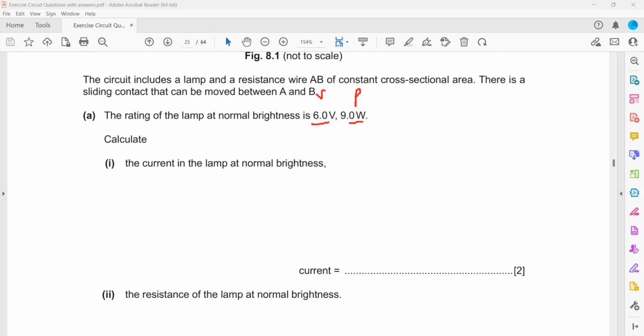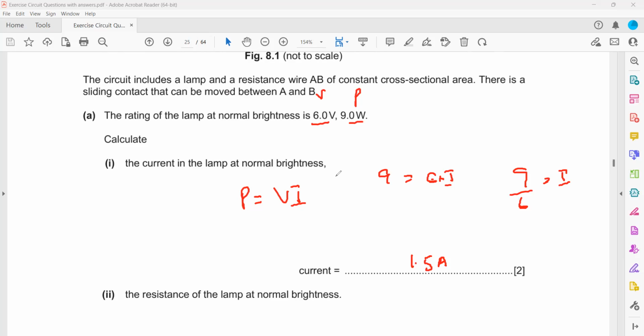You have to learn the formulas in electricity. If you have voltage and power, we can find the current using the formula P equals VI, where P is the power, which is 9, V is the voltage, that is 6, and I is the current. So 6 is multiplied, other side will be divided, so it will be 9 divided by 6, which is equal to 1.5. The unit is ampere, so it will be 1.5 ampere.